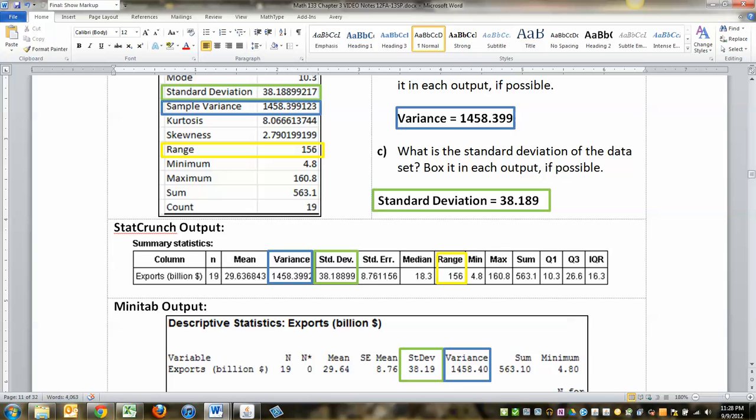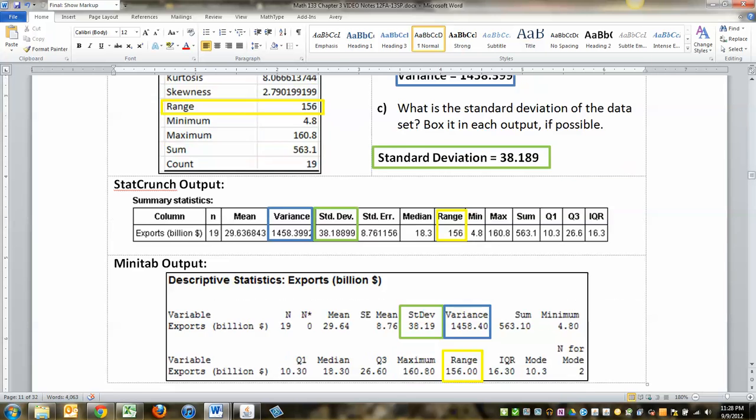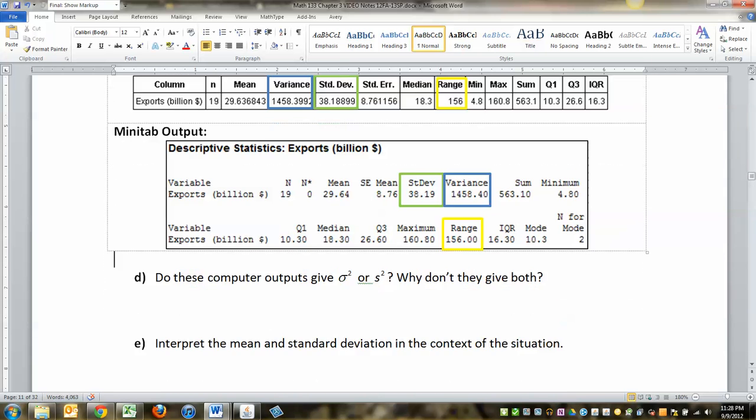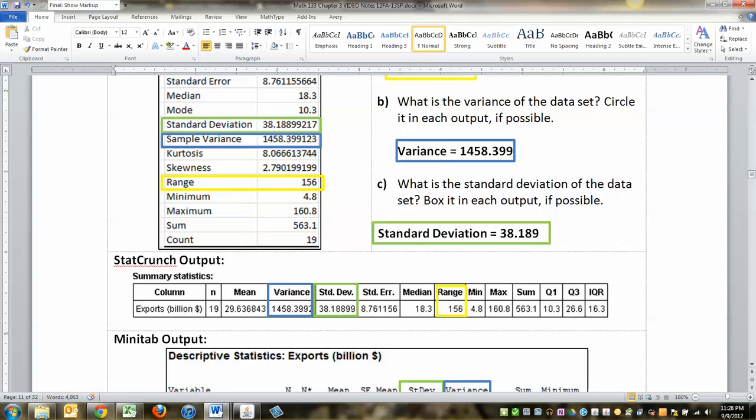Are you going to have all three to look at? No. What's going to happen on the final is I'll pick one. Honestly, it's probably going to be StatCrunch or Minitab most likely, but I sometimes do Excel. Just depends on the topic. So you'll have to look at one of them and figure things out. But for the notes, I show you all three.